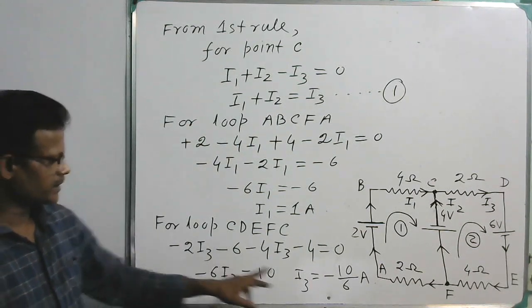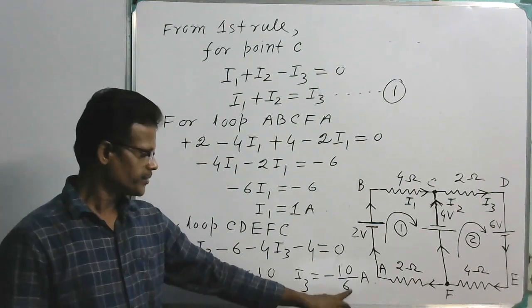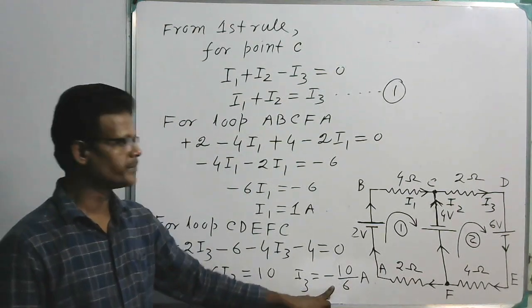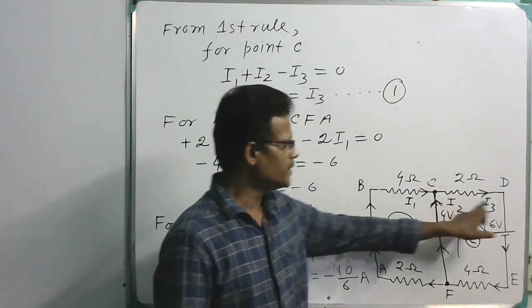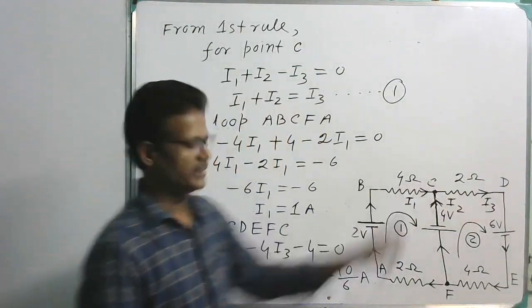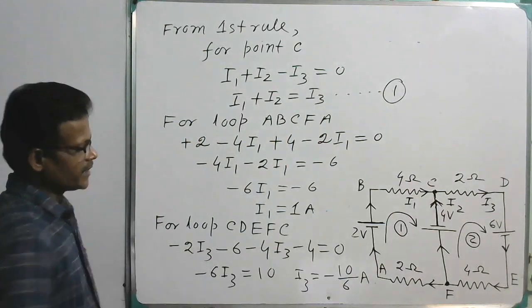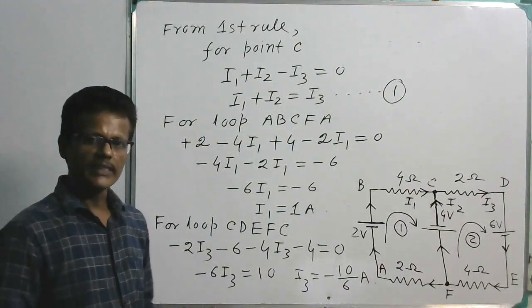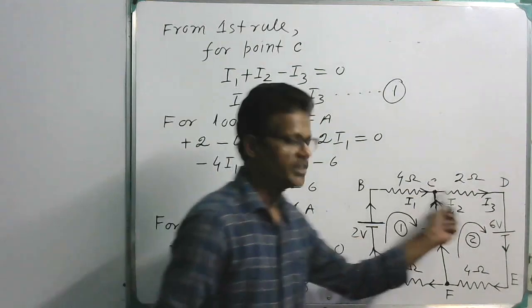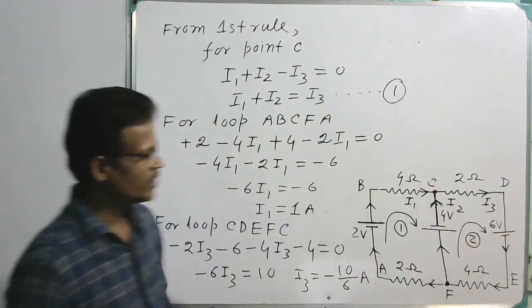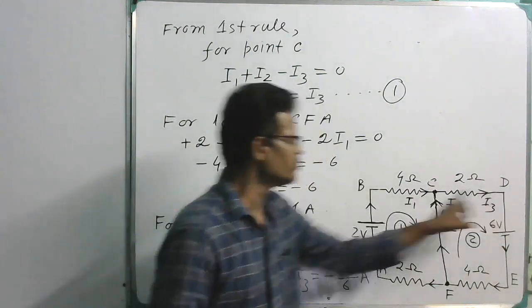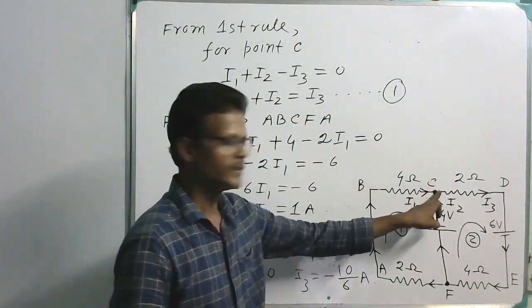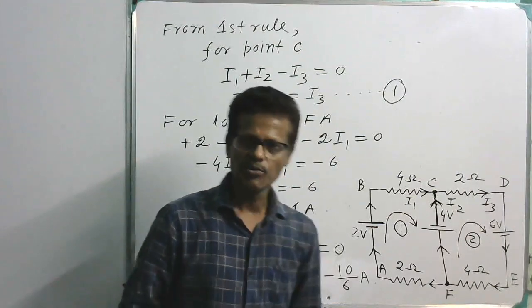It's correct, na? So this is negative. This I3 is negative. That means the actual direction of current is from D to C. So the actual direction of current is from D to C, not from C to D. So now you have got the exact direction of the current I3, from D to C. So what about I2?